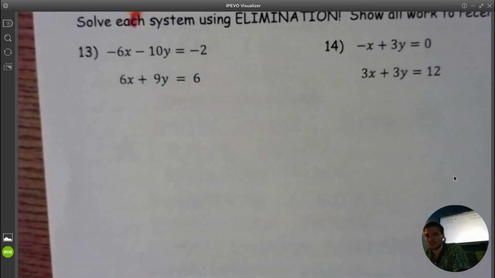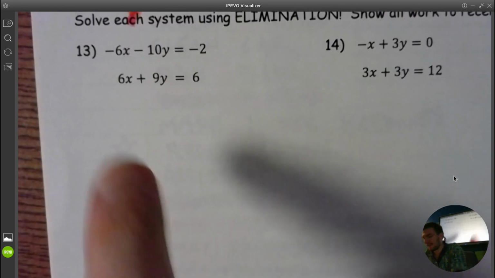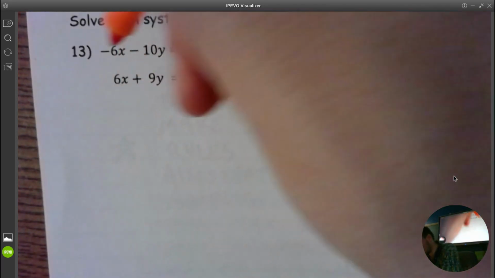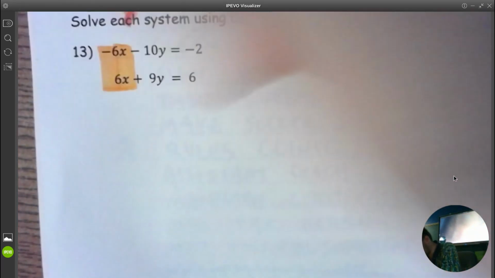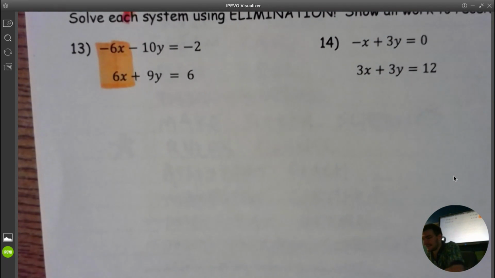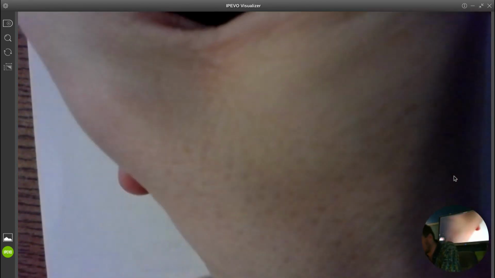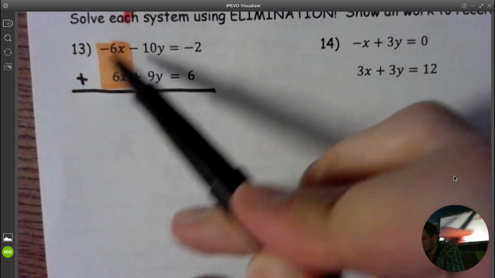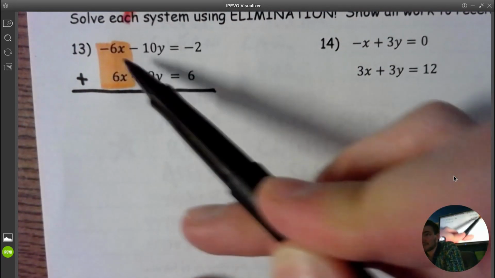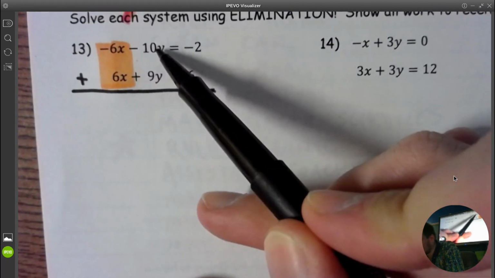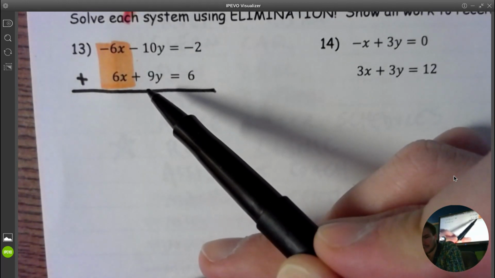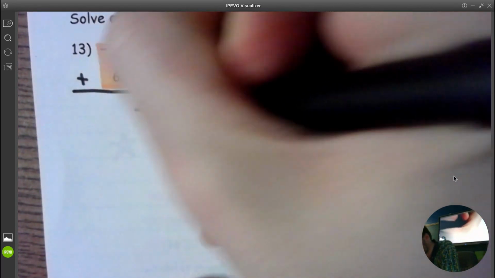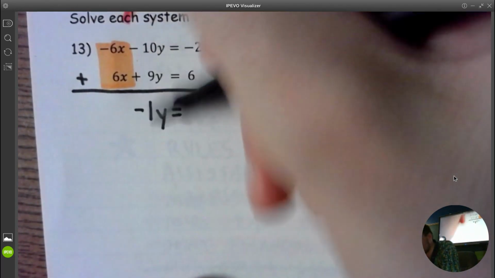Focus, focus. There we go. What do you think about the X's? Are these perfectly set up so they're gonna cross out? Yes. We have 6 minus 6. That makes 0. This is gonna be a very easy question. We can go straight to the addition parts. 6 minus 6 is going to make 0. Negative 10 plus 9. Anybody know what that is? Negative 1. That's correct.